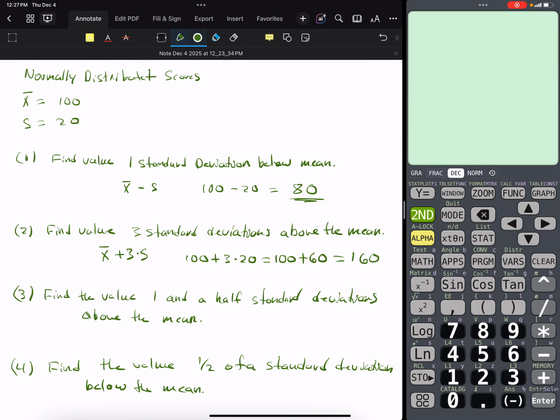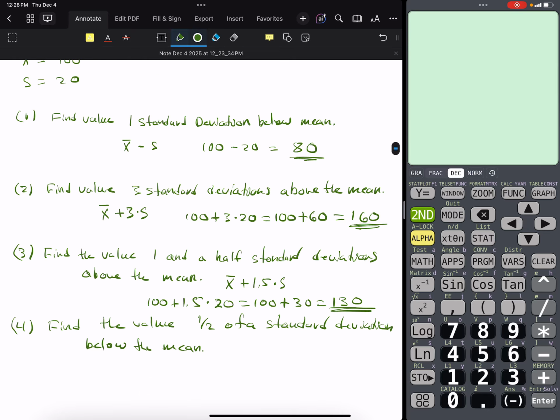And so in this case, what do I have? I have x bar, and then it's above the mean, so it's a plus, and then 1.5 times my standard deviation value. That's going to be 100 plus 1.5 times 20, and 20 times 1.5 is 30, so 100 plus 30 equals 130 would be my value for that. 160 would be my value for 2.